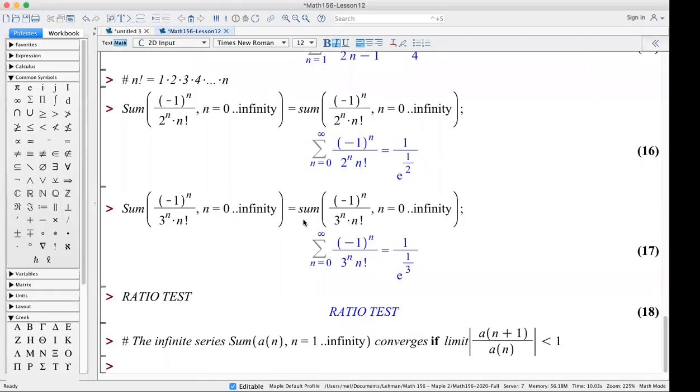Okay. So now we're going to consider the ratio test. The ratio test says the following: if you have an infinite series, it converges if the ratio of consecutive terms has a limit strictly less than 1. It diverges if this limit is greater than 1, and the test is inconclusive in other cases. So let's just look at a couple of examples.